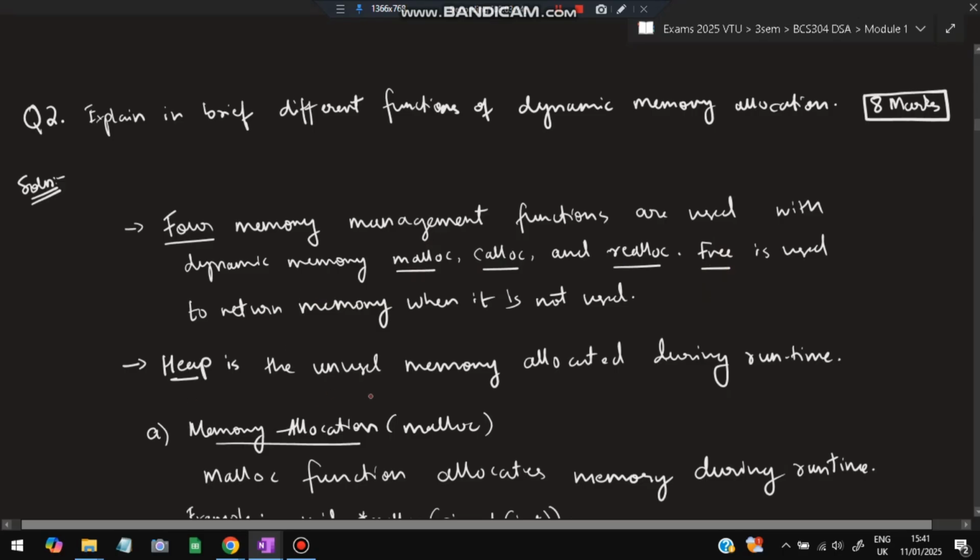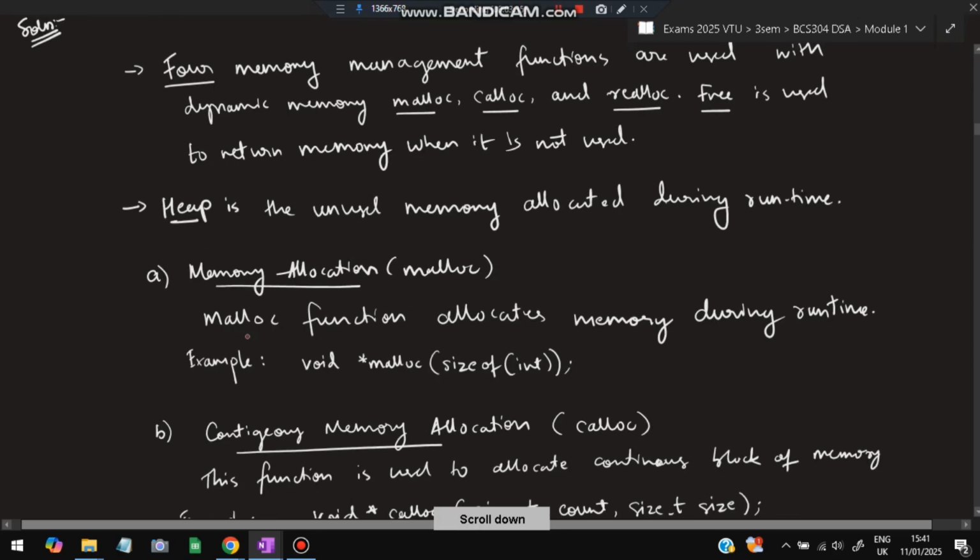So heap is the unused memory allocated during runtime. Heap is the place where we do the dynamic memory allocation. Now the first type is malloc, memory allocation. Malloc allocates the memory during runtime. When the program is executing, it is allocating the memory. That is called memory allocation, malloc.